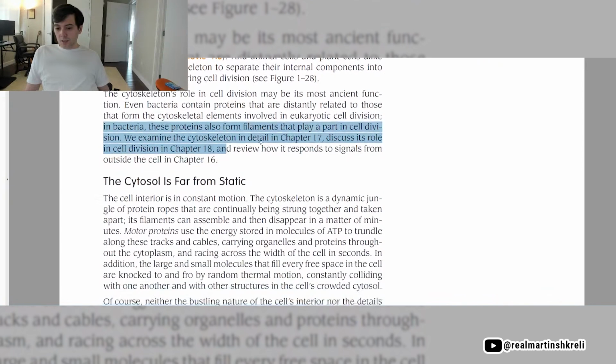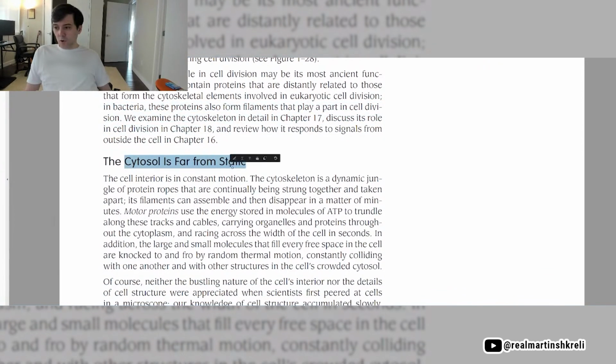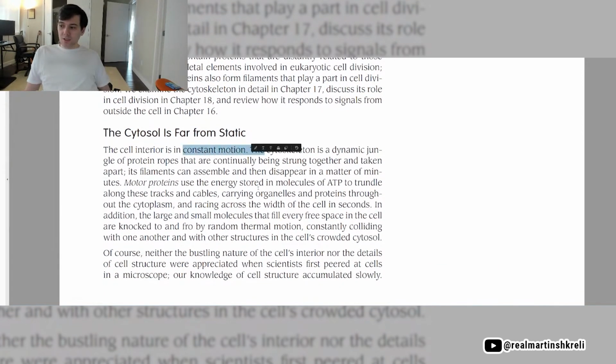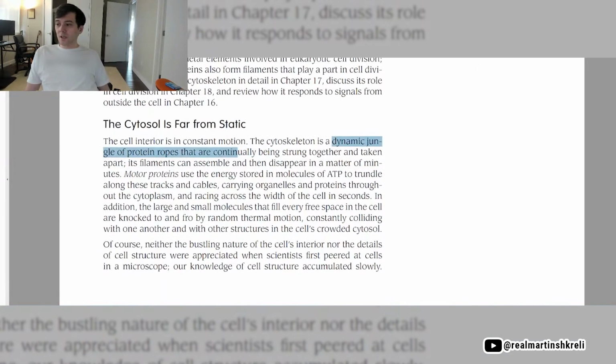So anyway, the cytosol is far from static. The cell interior is in constant motion. The cytoskeleton is a dynamic jungle of protein ropes that are continually being strung together and taken apart. Its filaments can assemble and then disappear in a matter of minutes. Motor proteins use the energy stored in molecules of ATP to trundle along these tracks and cables, carrying organelles and proteins throughout the cytoplasm and racing across the width of the cell in seconds.